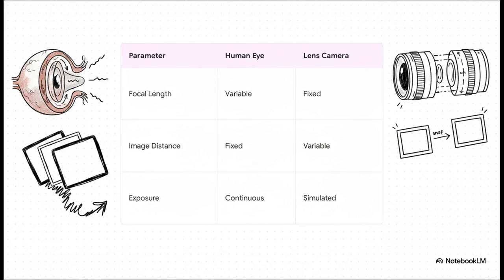But the differences in how they actually execute these functions are fascinating. To change focus, a camera has a fixed focal length lens that physically moves forward and backward inside the barrel, meaning the image distance is variable. Your eye is totally different. The distance from your lens to your retina is completely fixed. So how do you focus? Well, your eye literally changes the physical shape and thickness of its biological lens on the fly, varying its focal length. That's accommodation. Plus, while a camera takes simulated snapshots using a mechanical shutter, your eye is constantly capturing a continuous motion series, giving you a seamless stream of reality.